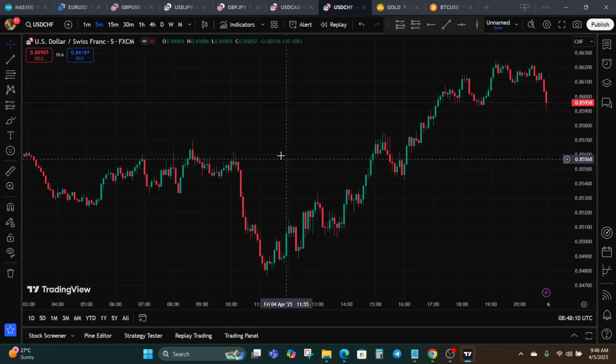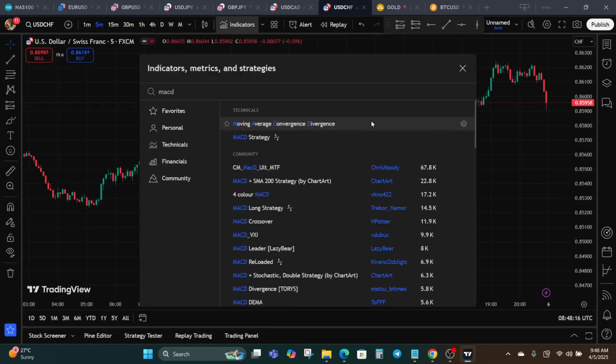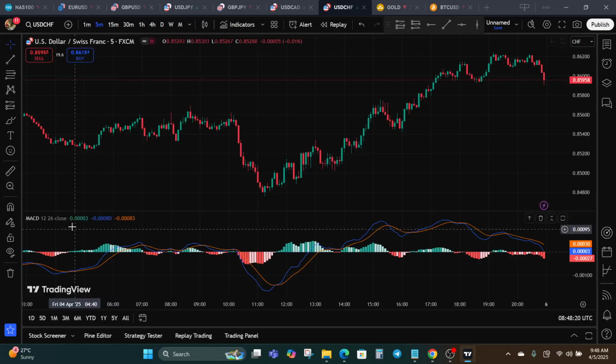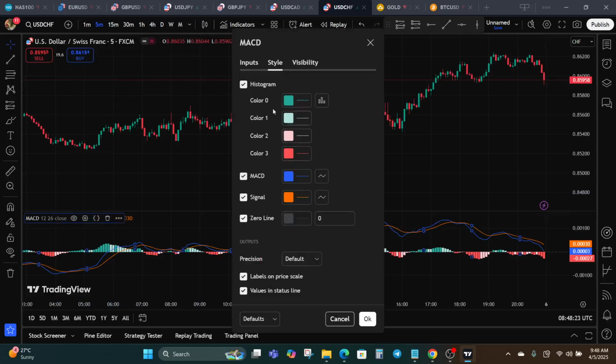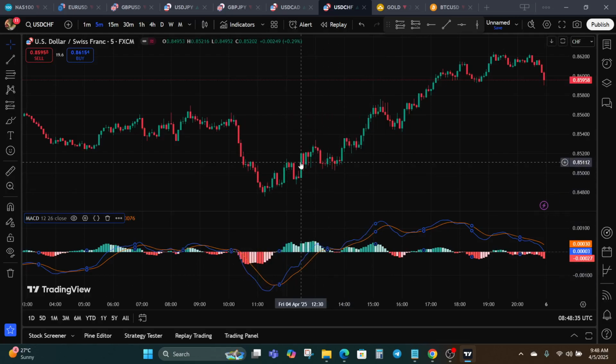First of all, you open your 5-minute chart. You apply the MACD indicator, the Moving Average Convergence Divergence. Ensure that the settings are as thus. The fast length should be 12, the slow length should be 26, and then the signal smoothing should be 9. So this setup helps you track short-term momentum shifts and signal line crossovers.